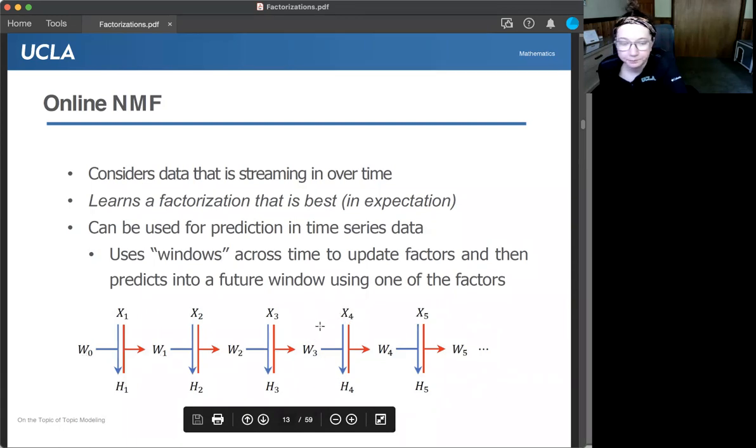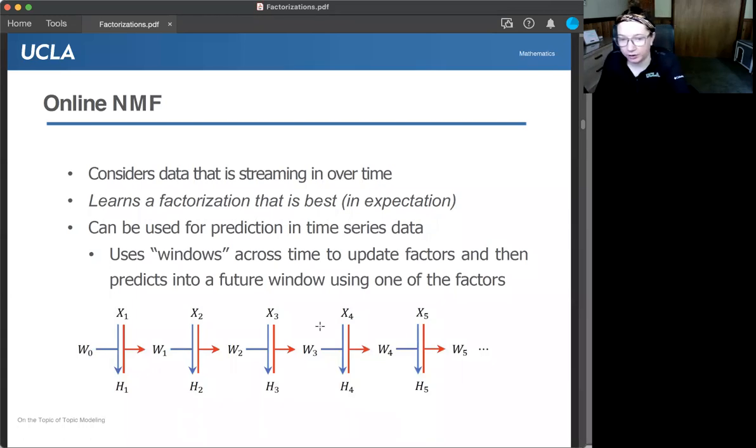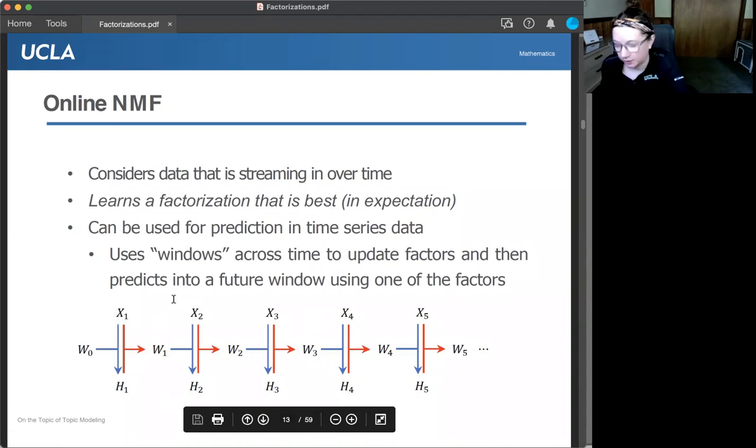reconstruct X4. But I can also do this in a sliding window where I learn W and H for all of the data that I have, but I continue this window off into the future and I reconstruct into the future. And then I'll be calling that prediction. So that's a way of using prediction as well, is just use these factors and then do prediction into the future.